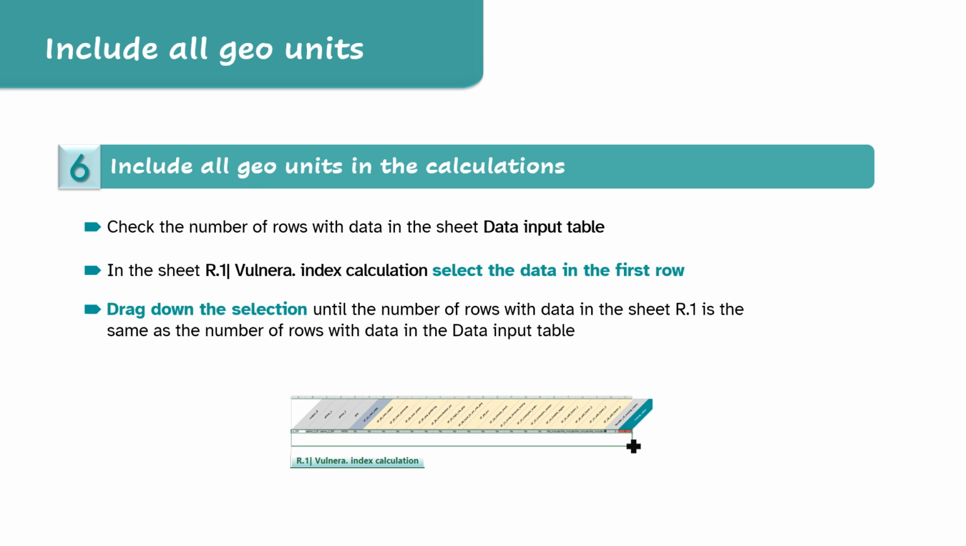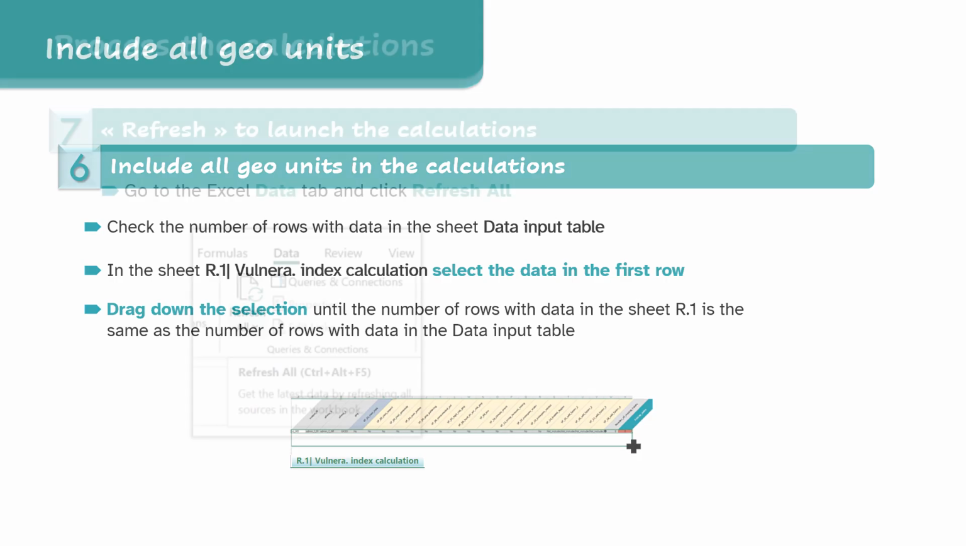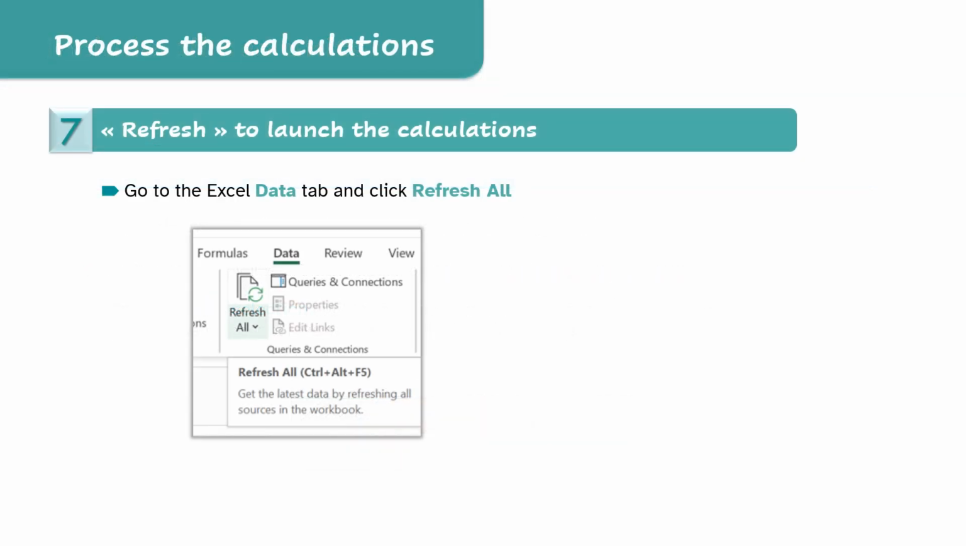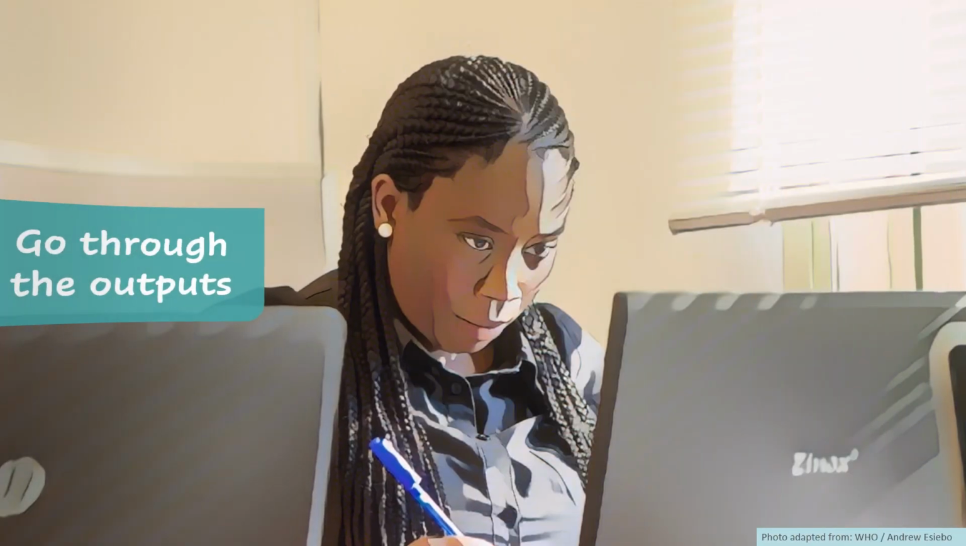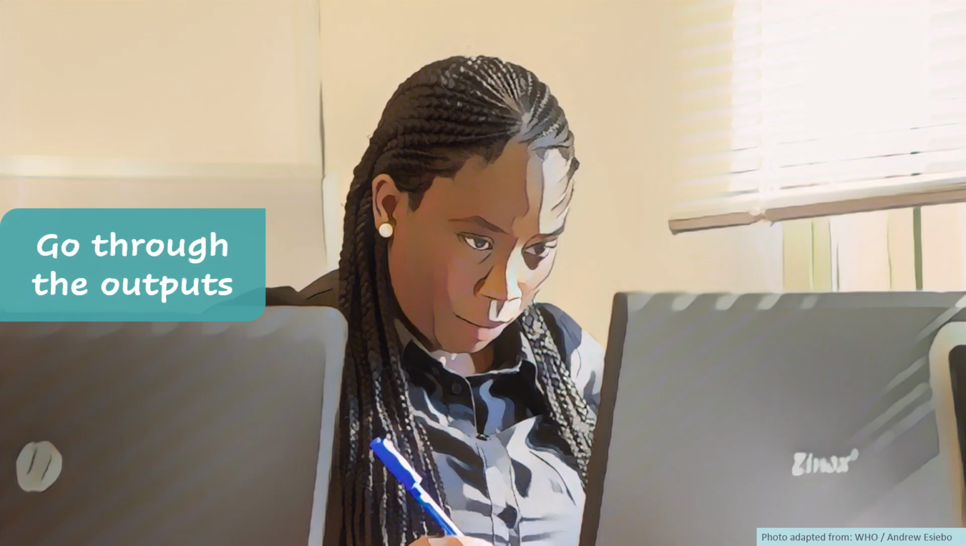This expands the calculations to all the geographic units of your dataset. Once all geographic units of your dataset have been included in the calculations, the last step is to process the calculations. To do so, in the Excel Data tab, click Refresh All. Now, all PAMI calculations have been performed on your dataset and outputs have been generated. Let's go through the different outputs generated by the PAMI Excel tool.